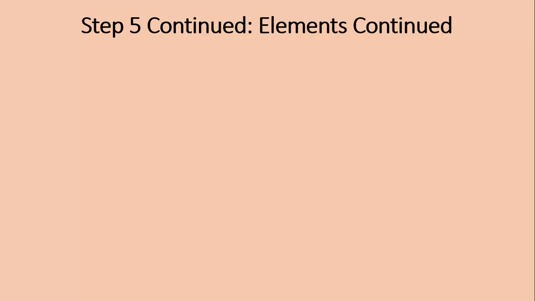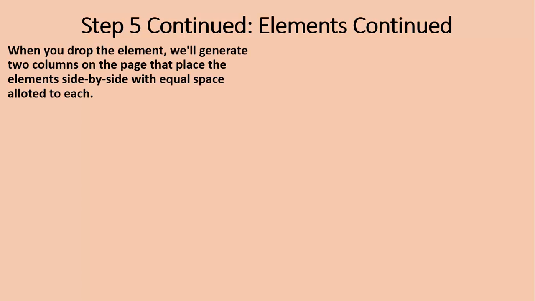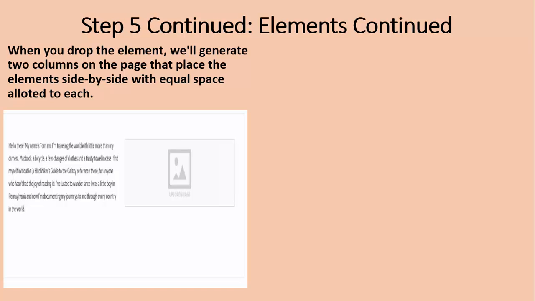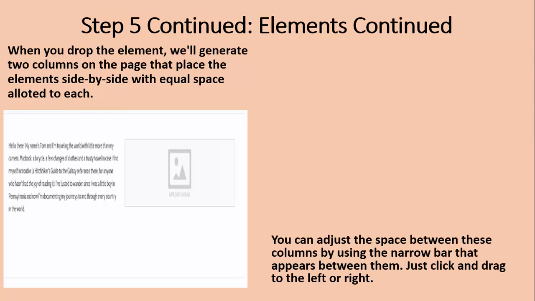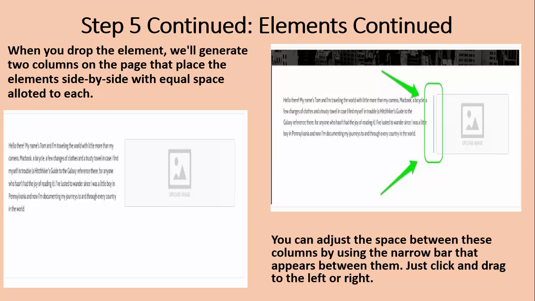Elements continued. When you drop the element, we'll generate 2 columns on the page that place the elements side by side with equal space allotted to each, just as shown here. You can adjust the space between these columns by using the narrow bar that appears between them. Just click and drag to the left or right.